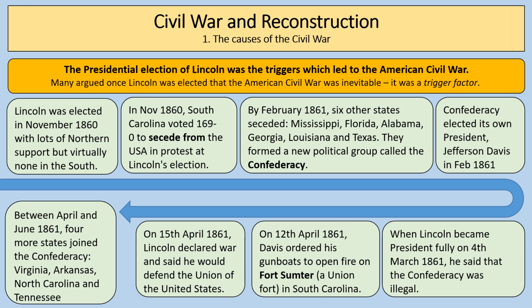By February 1861, 6 other states seceded. These were Mississippi, Florida, Alabama, Georgia, Louisiana, and Texas, and they formed a new political group which was called the Confederacy. They even elected their own president in February 1861 called Jefferson Davis.